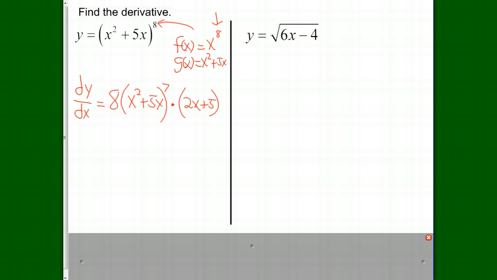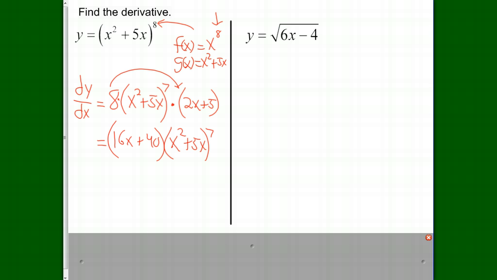Derivative of the outside, which was the derivative of f. We kept the g of x the same on the inside of that. And then we multiplied that by the derivative of the inside function, the g prime. From here, just like with the product rule and quotient rule, there's a little bit of simplifying to do. This is all multiplication here. This is 8 times x squared plus 5x to the 7th power times 2x plus 5. So I'm going to distribute the 8 into this one. What we get is 16x plus 40, being multiplied by x squared plus 5x to the 7th.